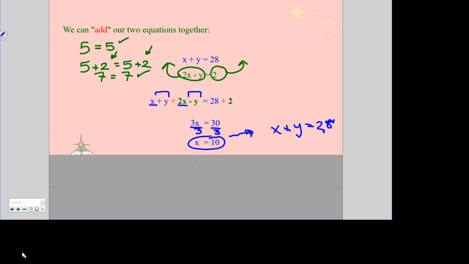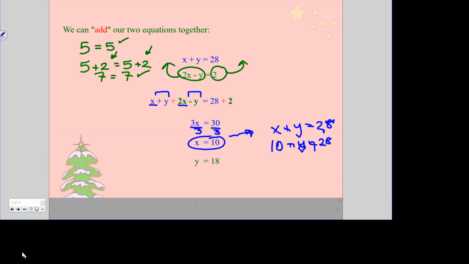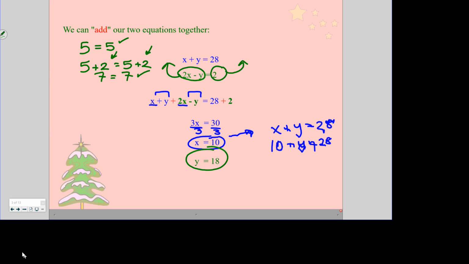And then I could replace the x with a 10, making it look all spooky. 10 plus y equals 28. Anyways, and then we solve for y. Subtract 10 from both sides to get y to be 18. Remember that this x and y comes together to make a point, 10 comma 18, and this would be the point that these two original lines would intersect at in the grid. So the value of x is 10 and the value of y is 18.